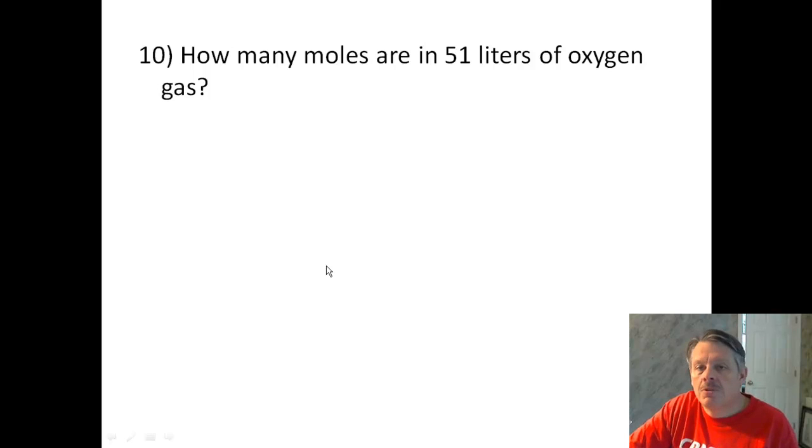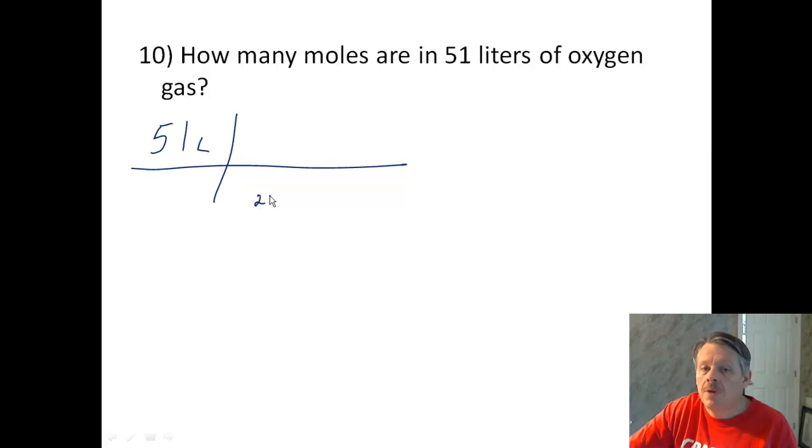How many moles are in 51 liters of oxygen gas? Well, again, it doesn't matter what the gas is. We start with 51 liters. We divide by 22.4 liters in 1 mole of any gas. And our answer here is going to be 2.3 moles.